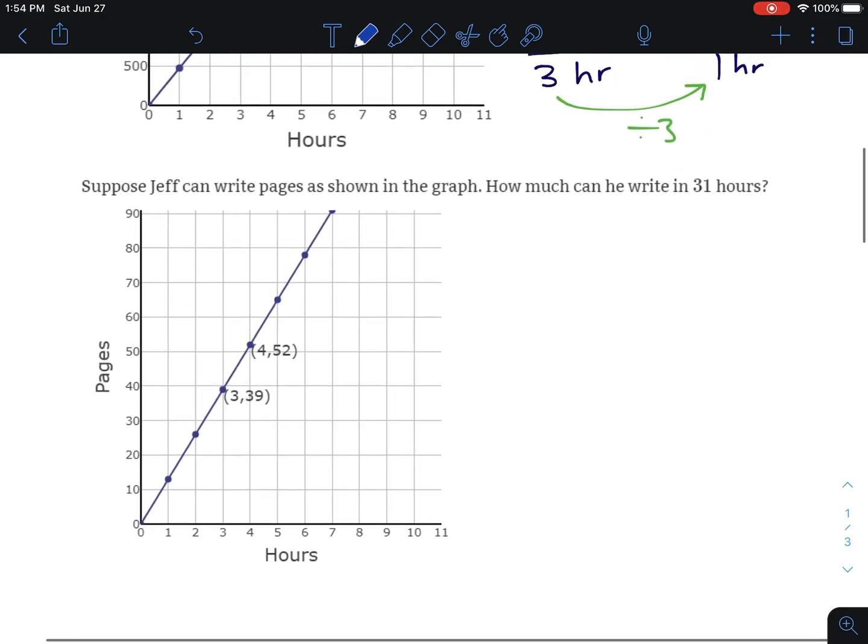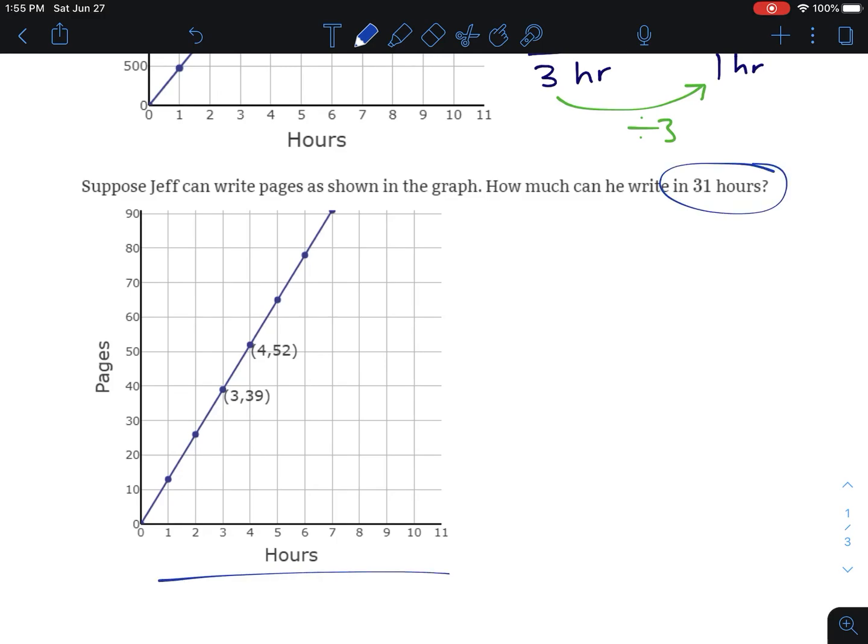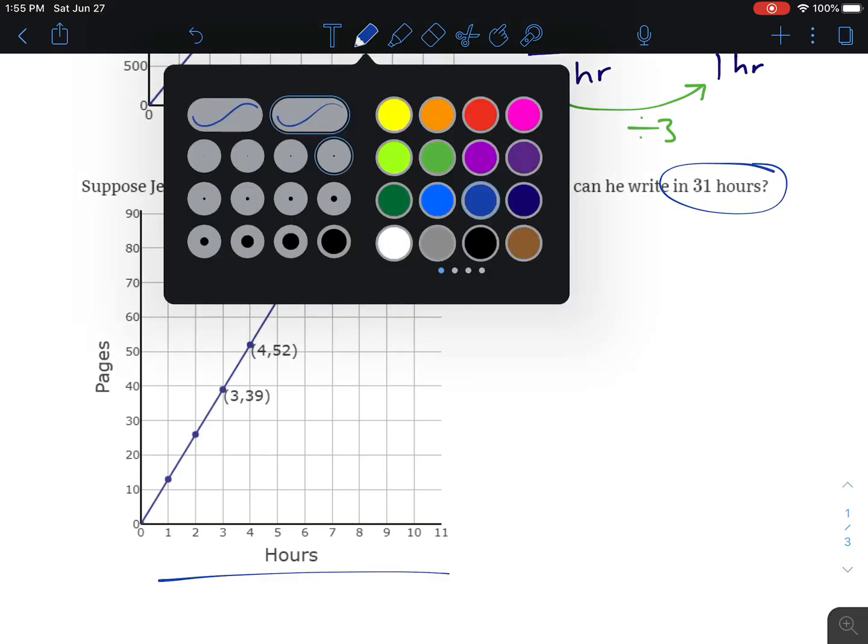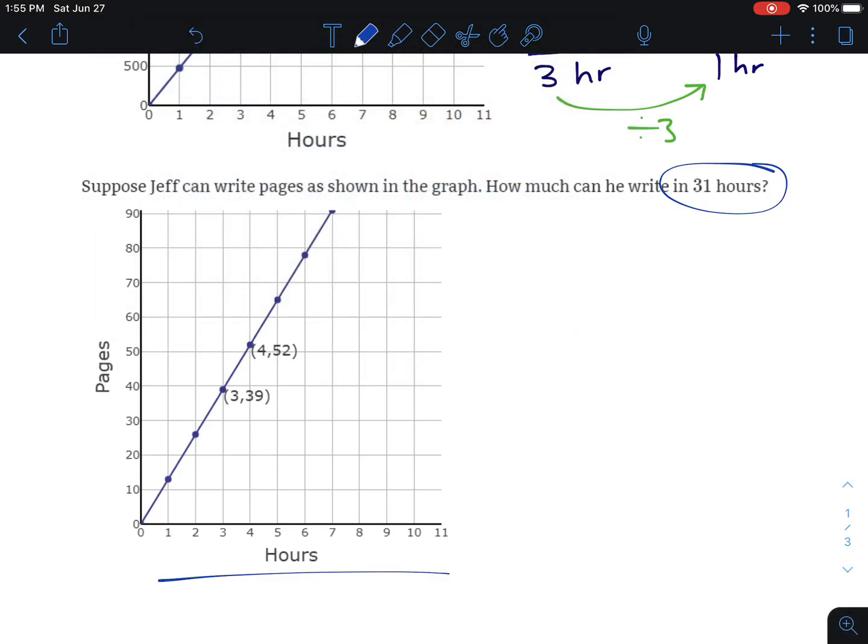For the next part here, you could also figure out a different rate. So it says 31 hours, which is obviously not on this graph. This graph goes from 0 to 11 hours. So 31 would be way out here somewhere. So it's not going to be on the graph, but we're going to, again, use the rates on the graph to help us figure out the rate that we're looking for. We can use either one, this one or that one, doesn't matter. Let's use the second one this time just for fun.